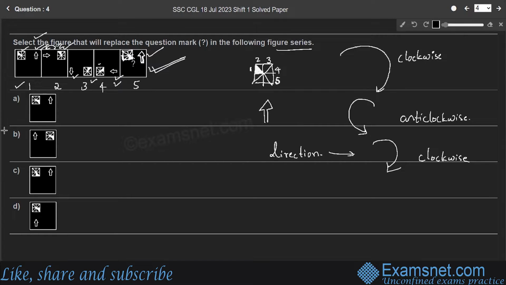So look at the options. Option A is the right answer, in which the shaded part of the square box is the fifth part, right? And the direction of the arrow mark is upwards, right? Therefore, option A is the right answer.